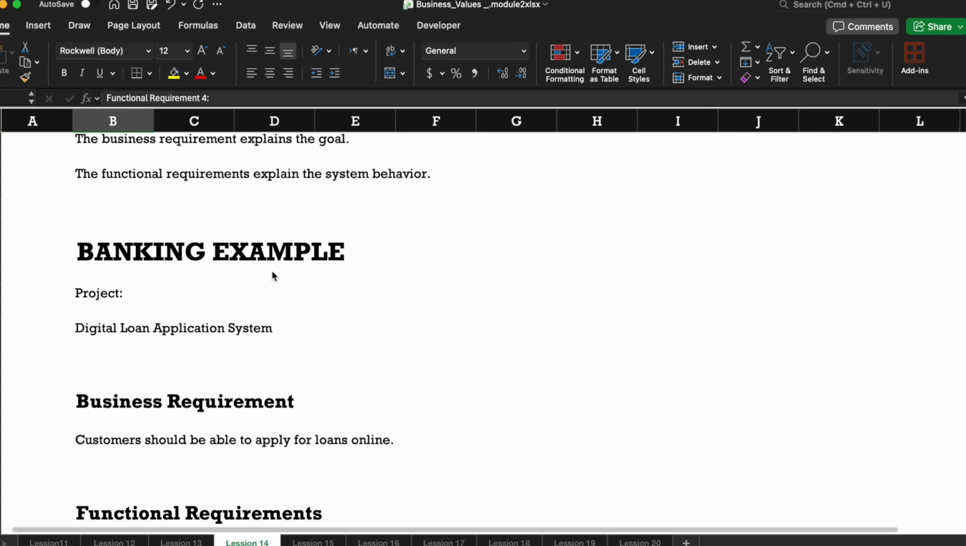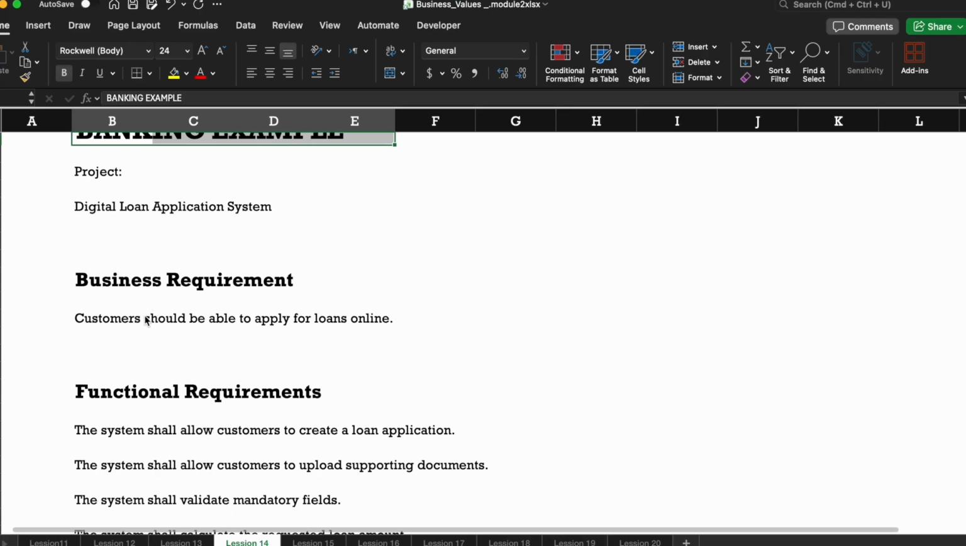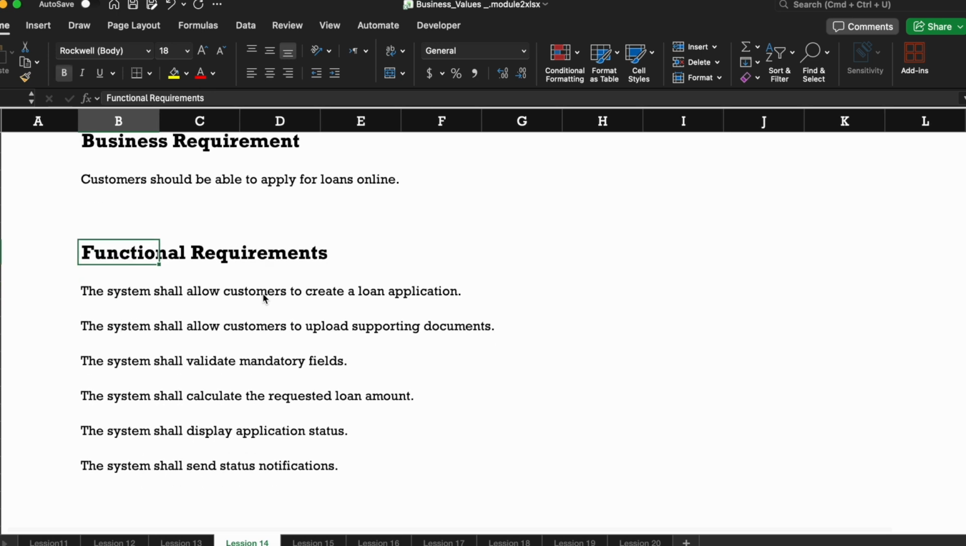Okay, so let's take an example. Project: digital loan application system. Business requirement: customer should be able to apply for an online loan. Functional requirements: the system shall allow customers to create a loan application. The system shall allow customers to upload supporting documents. The system shall validate mandatory fields. The system shall calculate the requested loan amount. The system shall display application status. The system shall send status notifications.